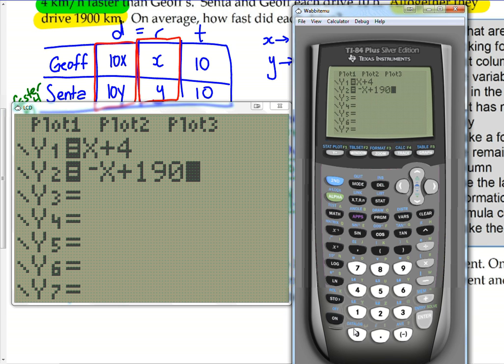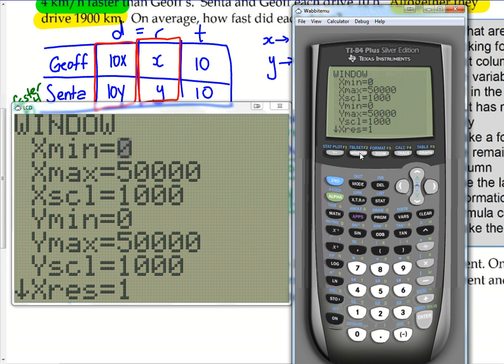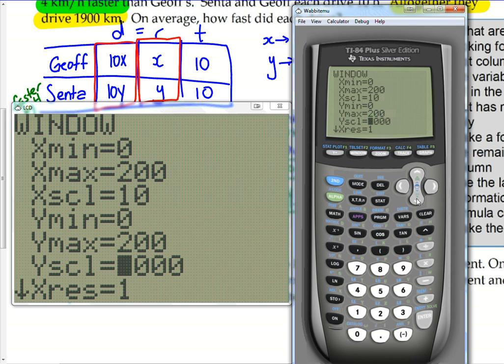What should we do with our windows? One of the y-intercepts is how much? 190. And can we have a negative speed, not going into physics? No. So let's go to our windows. I'm still set from yesterday, 0 to what? 200? I'm going to do 200 because we have 190 as one of the y-intercepts. And a scale of 10. 0, 200, scale of 10.